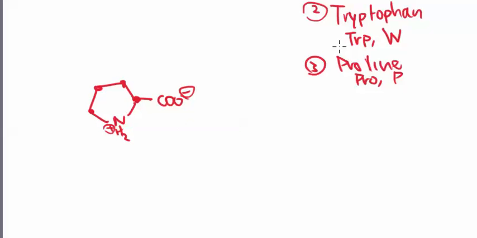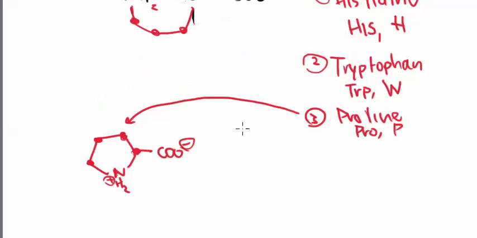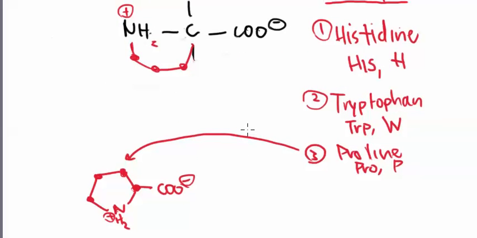So just to clarify it a little bit, there's the structure for proline. It's 4 carbons in the ring with nitrogen. So 1, there's the alpha carbon, 2, 3, and 4, and then nitrogen makes the 5th part of the ring for the heterocyclic ring itself. So there's histidine, tryptophan, and proline.